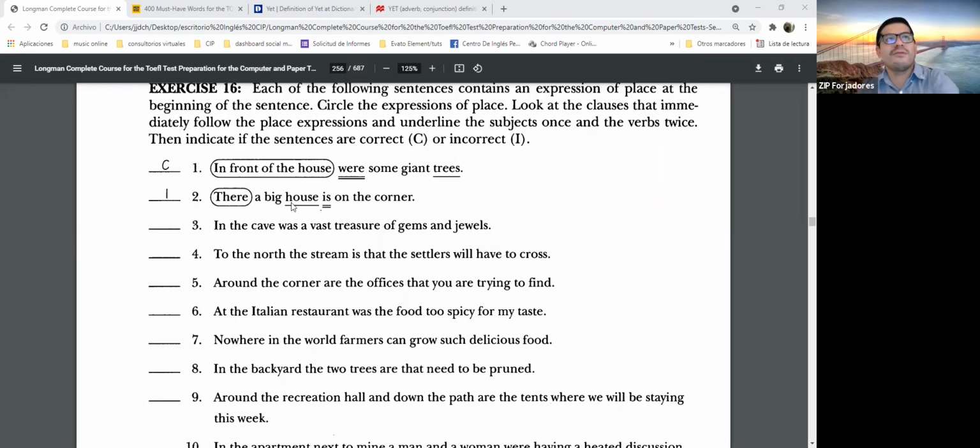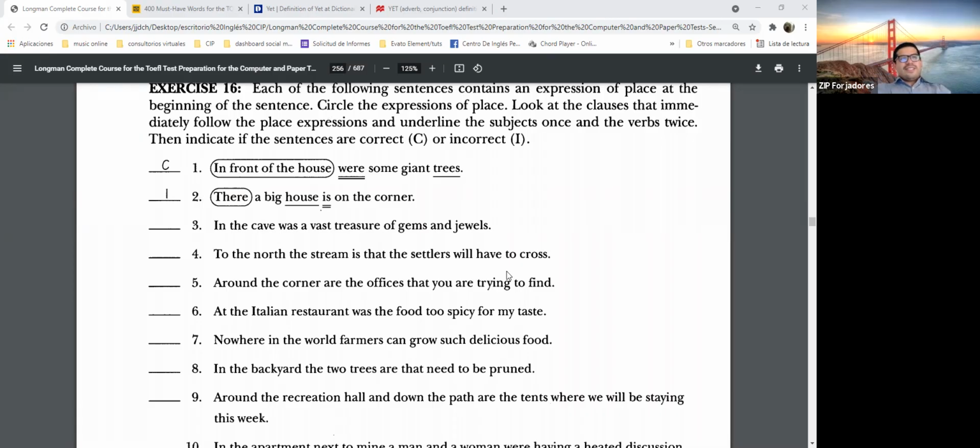All right, the second one. "There, a big house is on the corner." Well, this is very easy because we are starting with "there," that is a place expression. So when we start like that, we have to invert the subject and the verb. That's why it's incorrect. The correct one would be "There is a big house on the corner." And that's it. Okay? So now it's your turn.